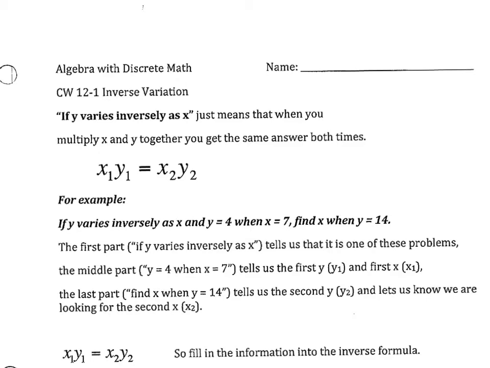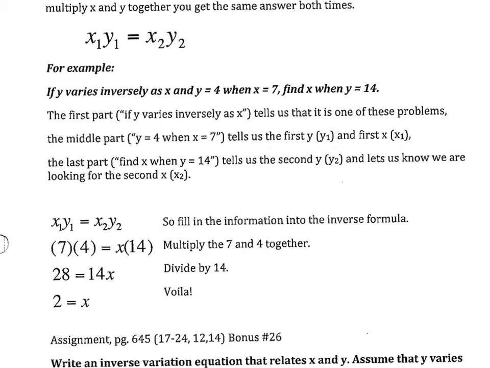All right, so chapter 12 talks about inverse variation. If y varies inversely as x, it just means that when you multiply x and y together, you get the same answer each time. For example, you have a problem that states that y varies inversely as x, and y is 4 and x is 7. Find x when y is 14.